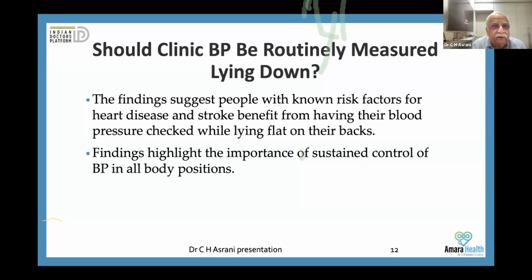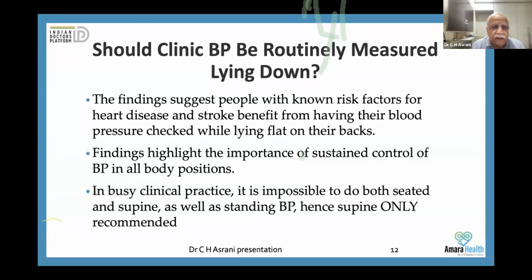And these findings also indicate that sustained control of BP in all body positions is important. I cannot say sitting is normal, lying down is more. No, I have to control that lying down one also. In busy clinical practice, it is impossible to do both seated and supine, as well as standing. Hence, only supine is recommended.